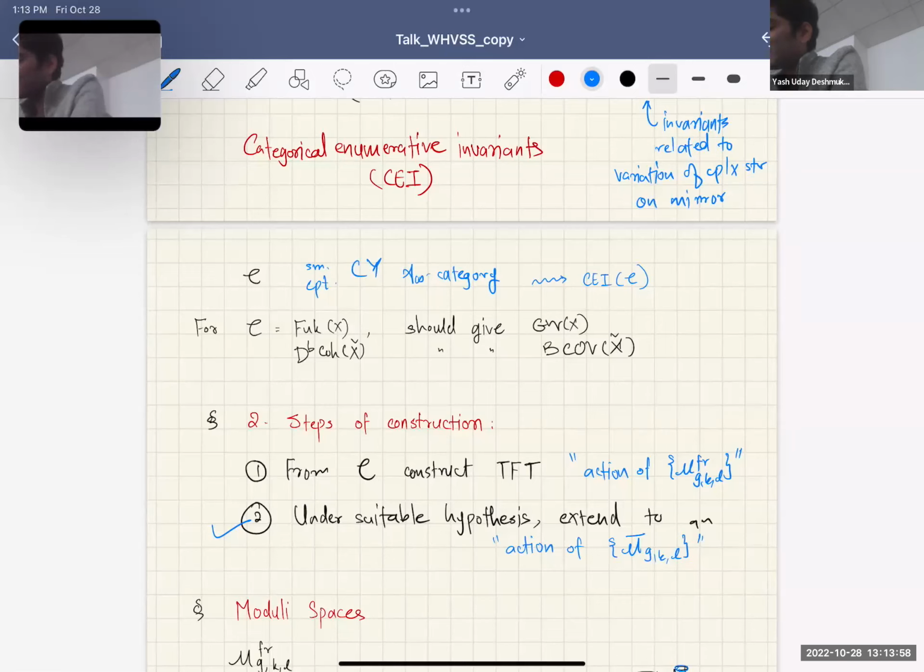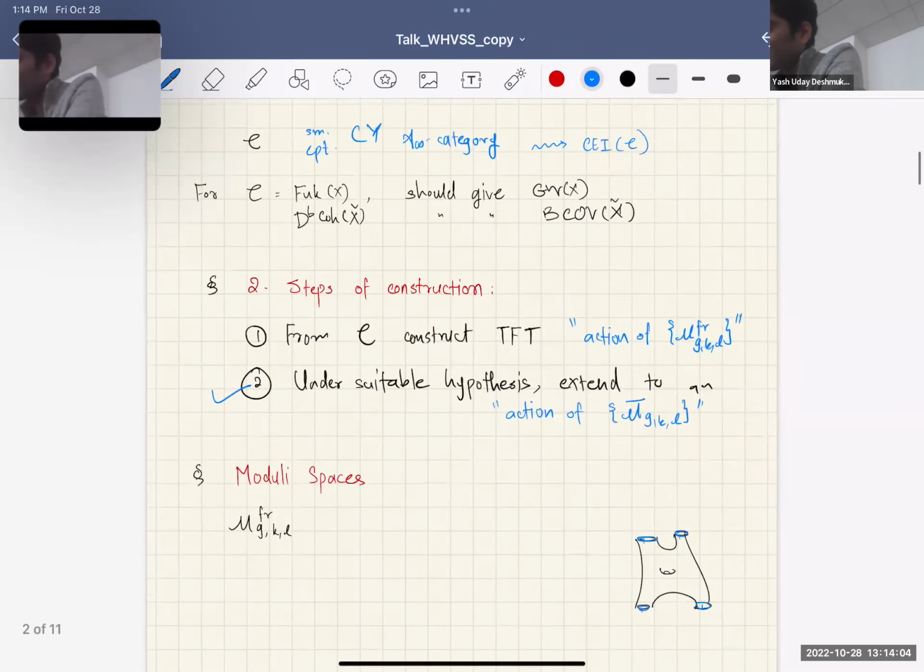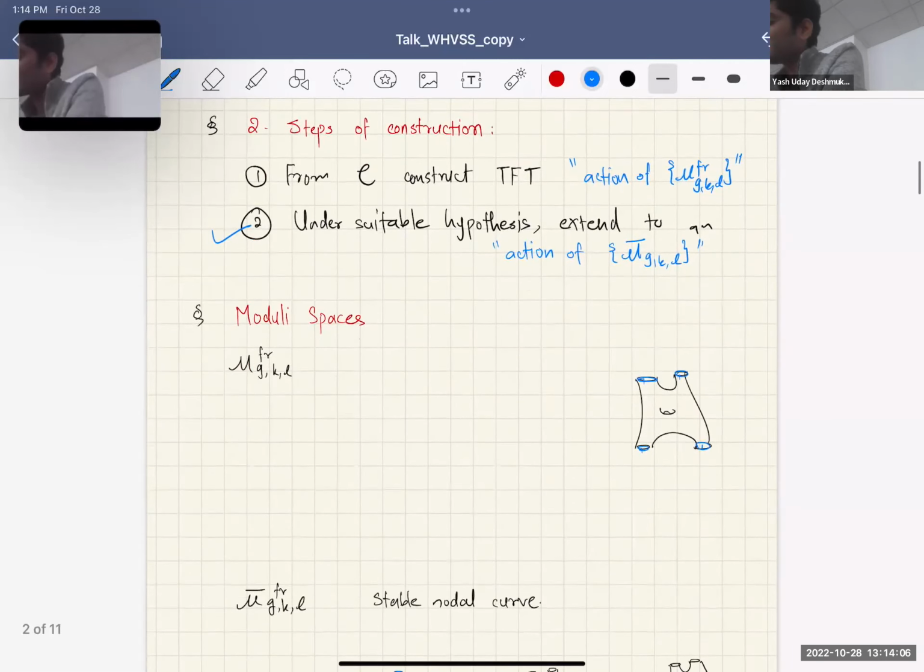Okay, so let me start making these things slightly more precise. I'm going to start with saying what these moduli spaces are. The first kind of moduli space we want to consider is the framed Riemann surfaces, M-framed GKL. Roughly you should think of them as these moduli spaces you see on the right. And these are going to be just moduli spaces of Riemann surfaces.